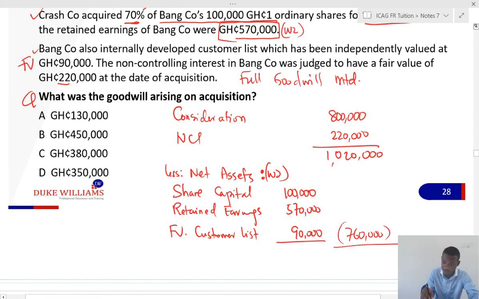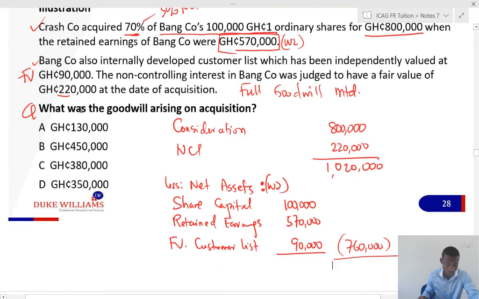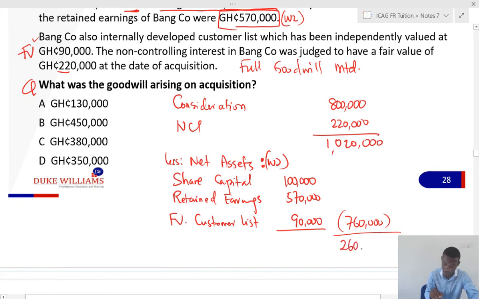So what you quickly have to do is to see if you have left out any item. We have taken the consideration, we have taken the NCI, we have looked at the share capital, the retained earnings, and the fair value. So we have covered all the details. So 1020 less 760 would give us a value of 260, and this 260 becomes the goodwill at acquisition.